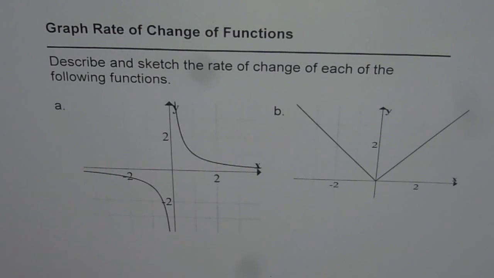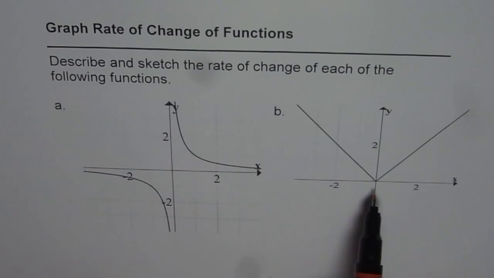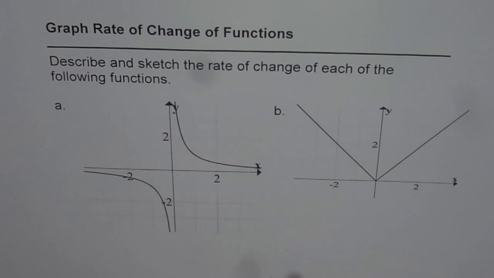Graph rate of change of functions. The question is, describe and sketch the rate of change of each of the following functions. So we are given two functions here. A is a reciprocal function, and B is an absolute value function. You need to find the rate of change and sketch it on the same graph. I'd like you to pause the video, answer, and then look into my suggestions.